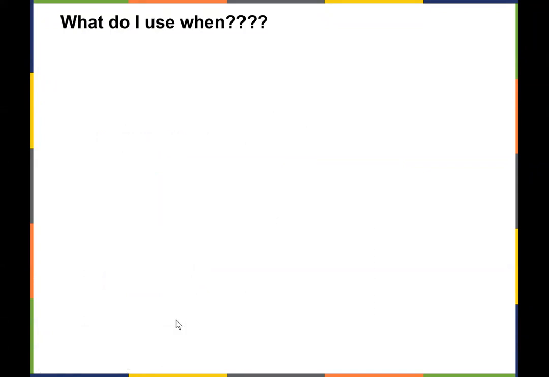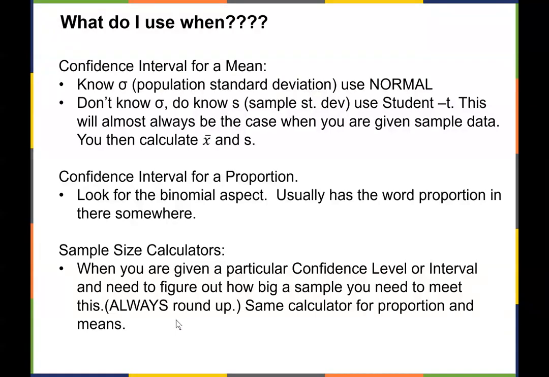All right, so this brings back, what do I use when? This chapter 8 has had a lot of different calculators and a lot of different scenarios, so I'm just going to take a couple minutes right now to go over how you know which to use when. So if we're talking about confidence interval for a mean, we have two choices. We can use a normal distribution, or we can use a student t-distribution. We use the normal distribution if you know sigma. If they tell you the population standard deviation is this, then you can use the normal distribution.